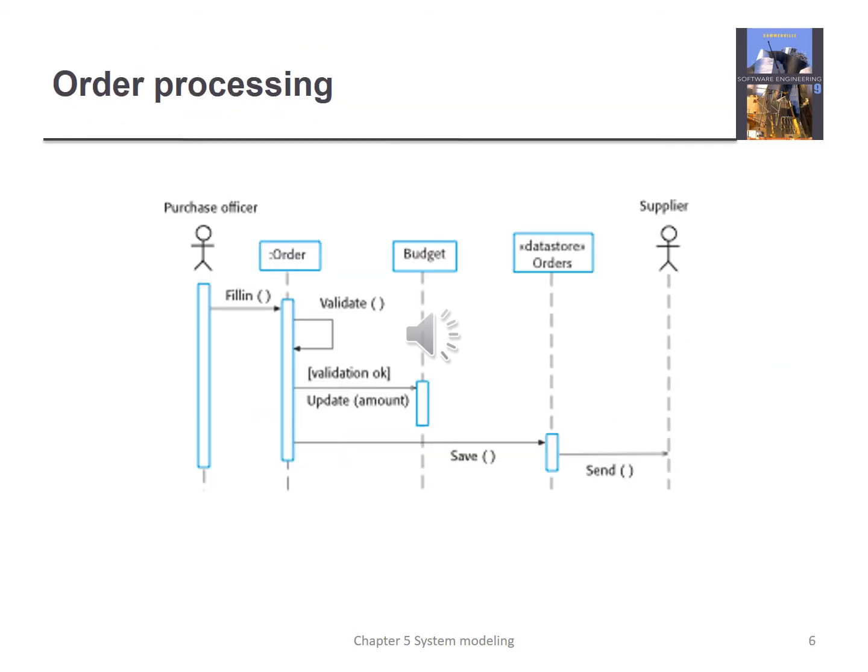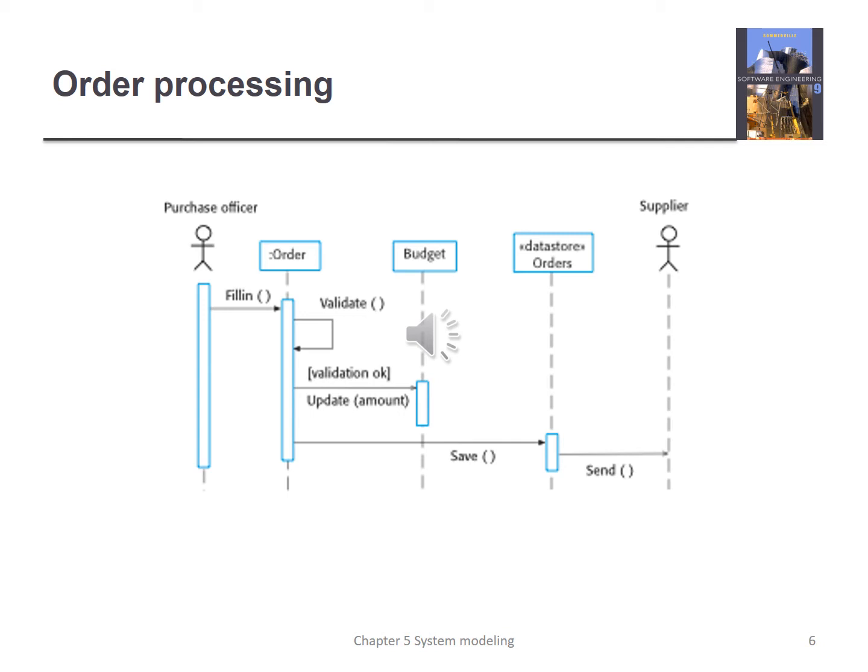Here again, in the order processing example, we show the sequence of events. It occurs for the purchase order. It starts from the purchase office in the purchasing department until they send it to the supplier, in order for the supplier to supply the company or the institution or whatever with that material.